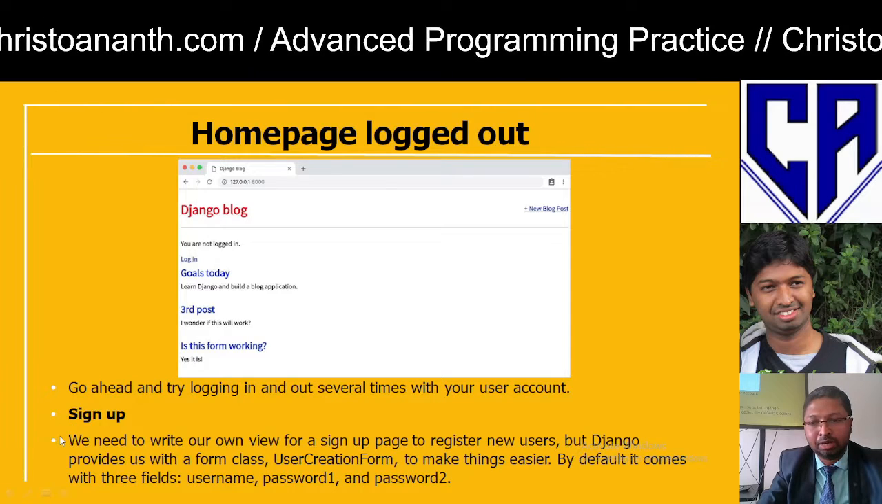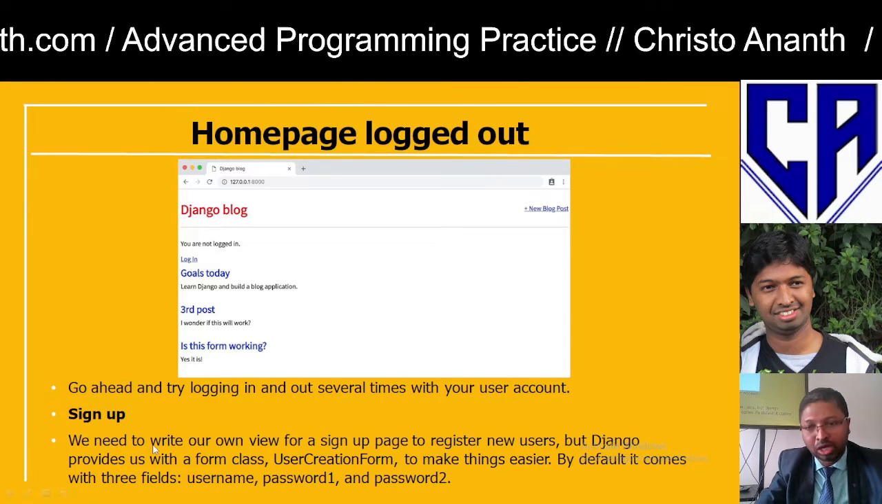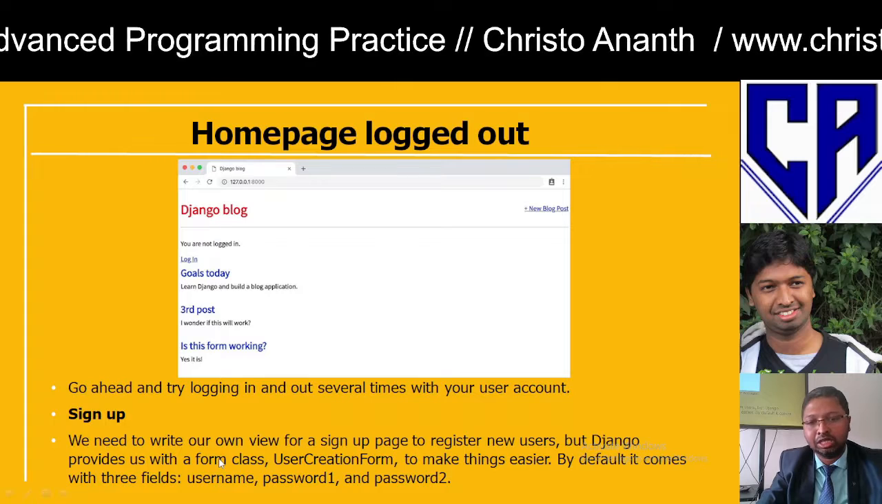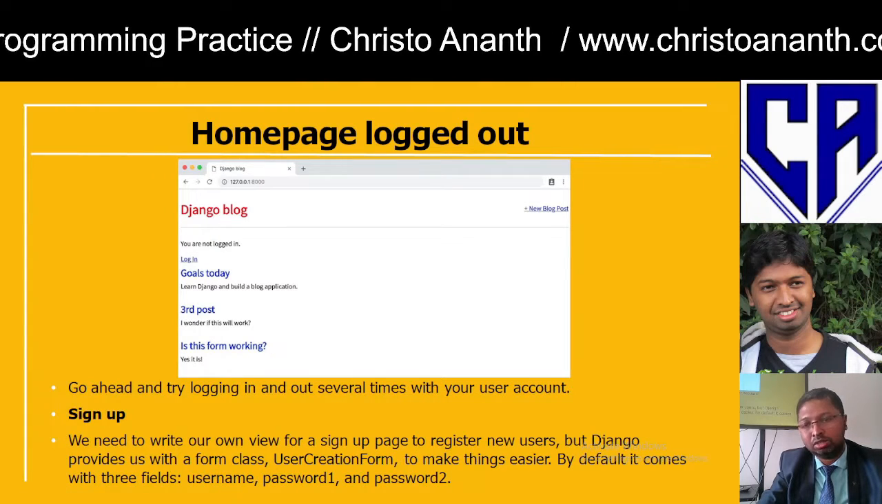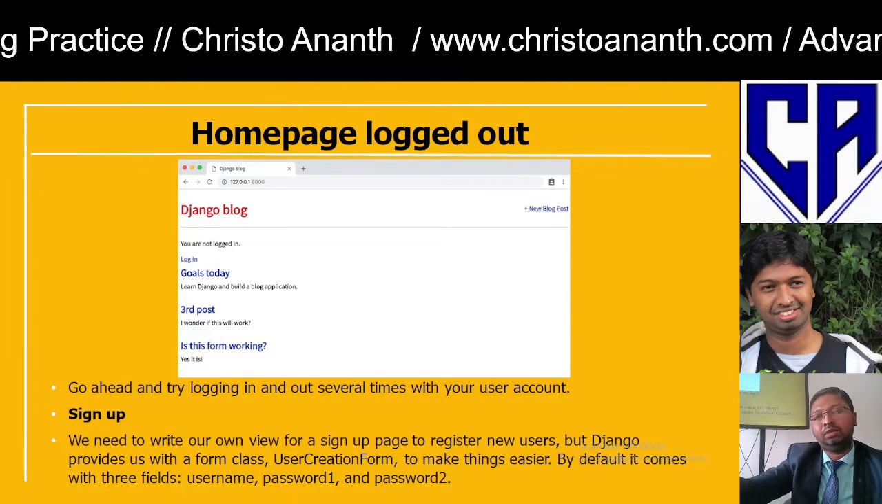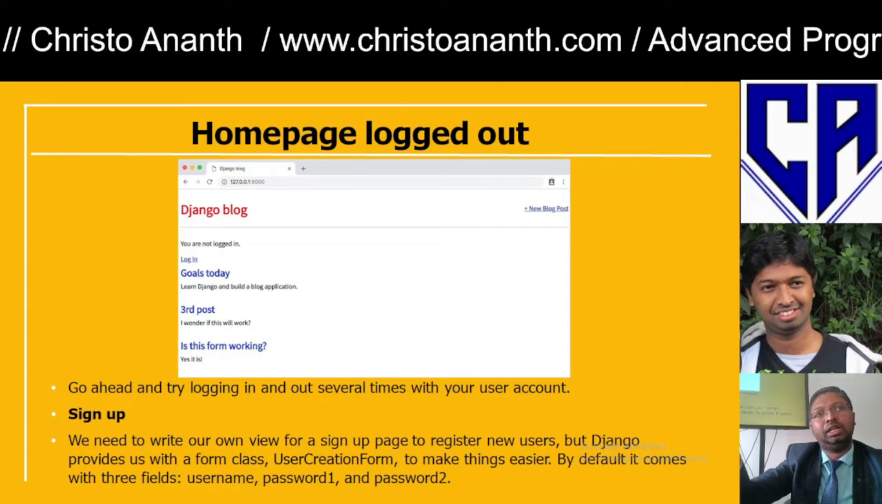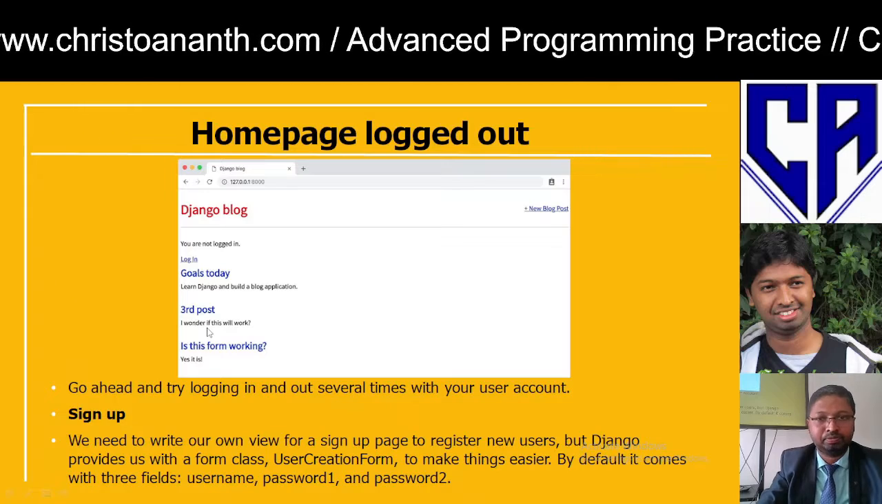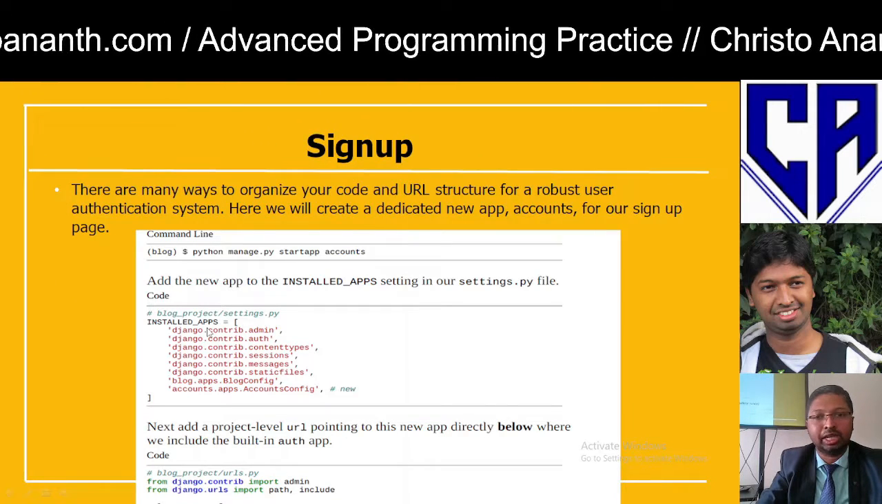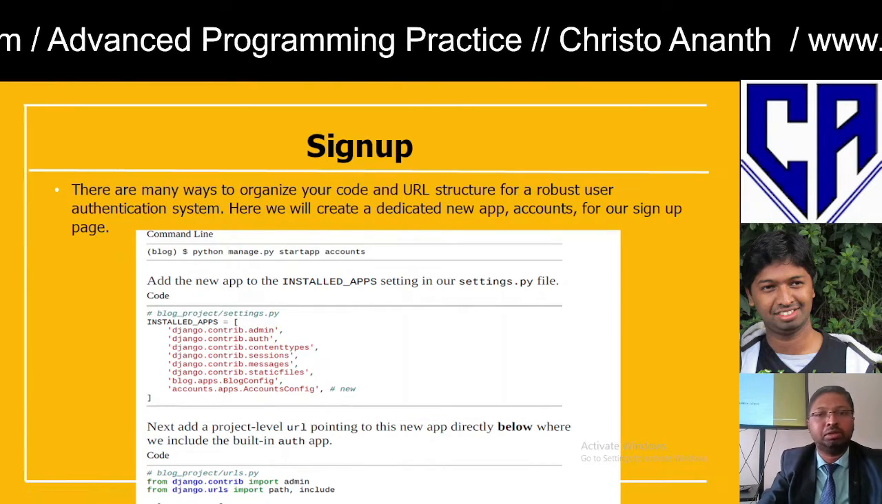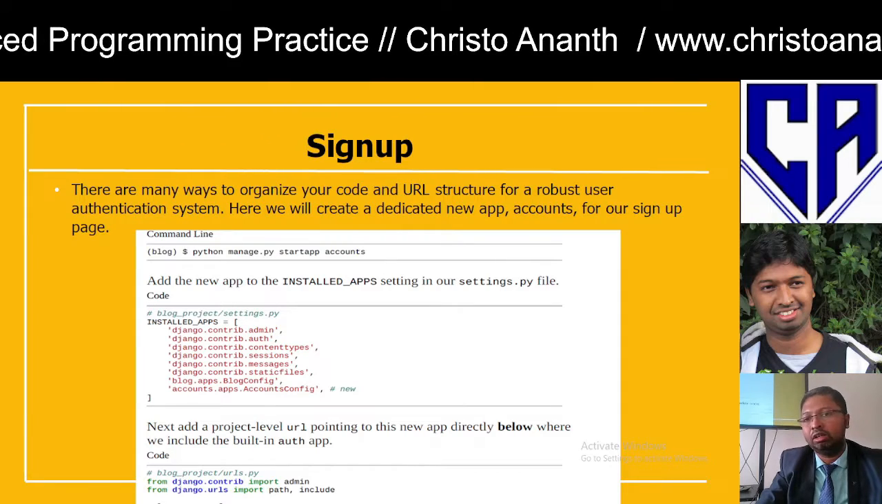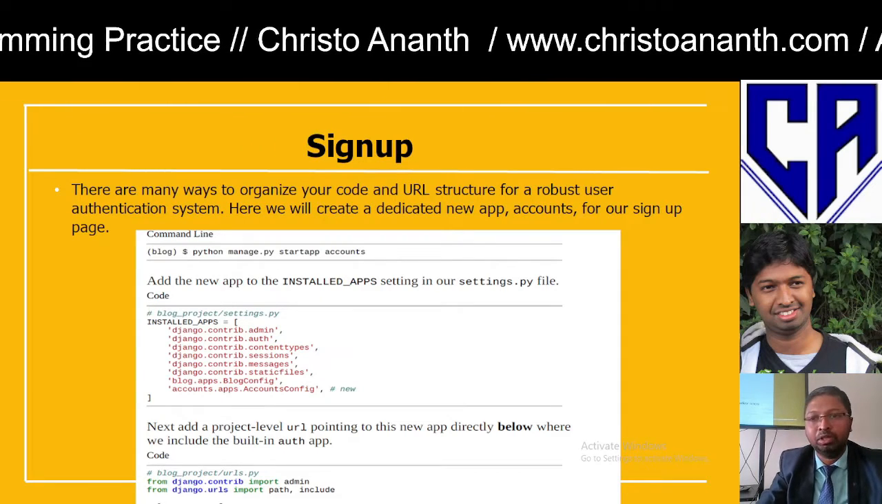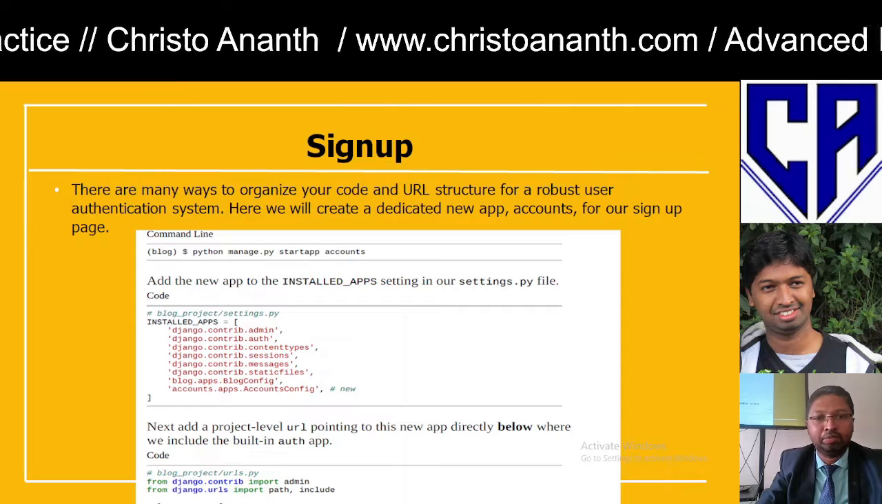And for the sign up case, we will have the form class, the user creation form, so that we will have username and then password and then repeat password. Only then the authentication is correct. So this is the sign up. There are many ways that you can do this with Django's new app, with a new account and with a sign up page also.